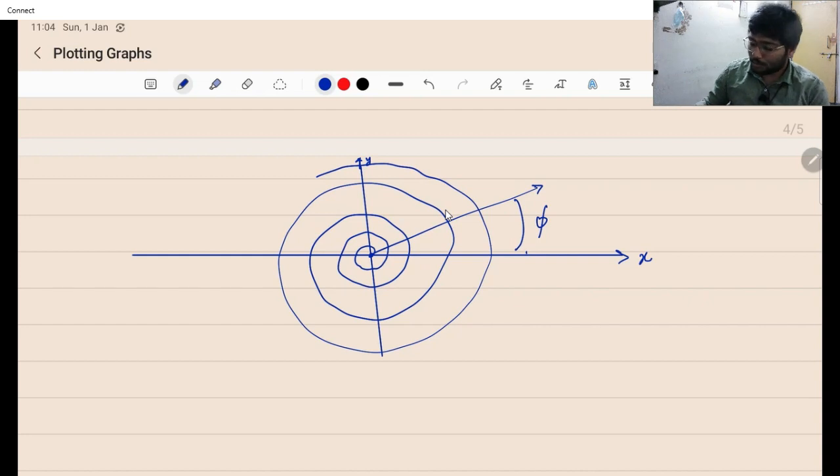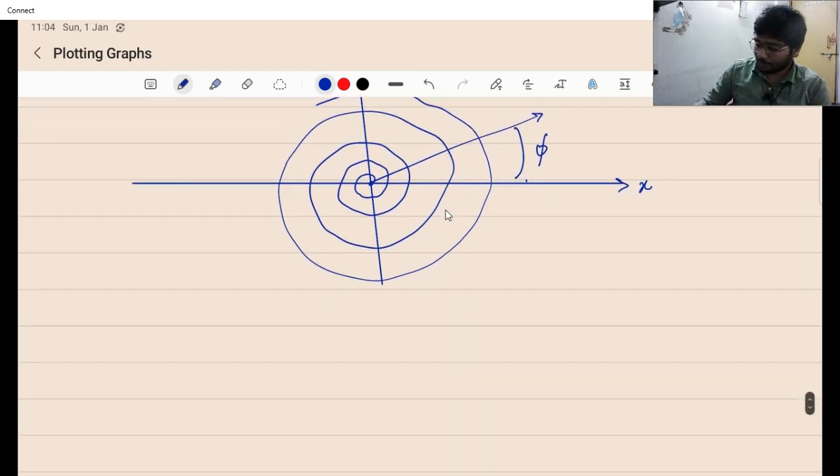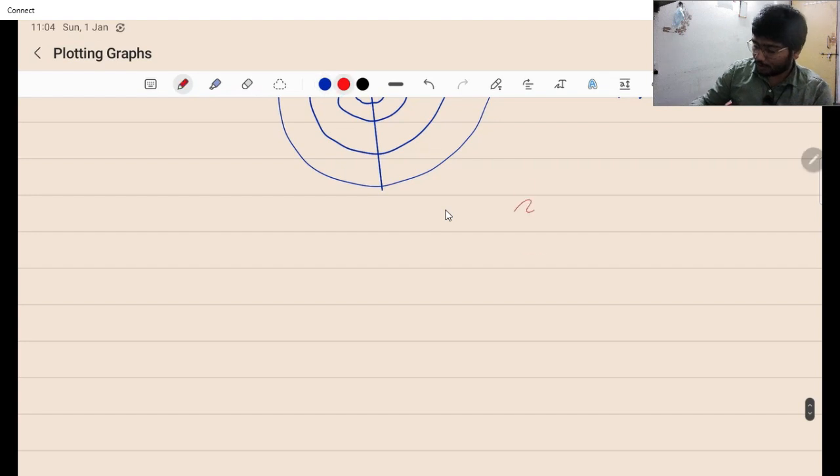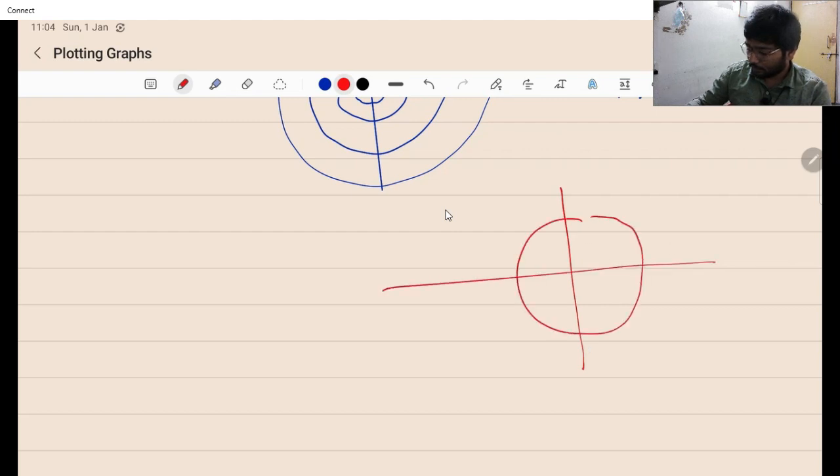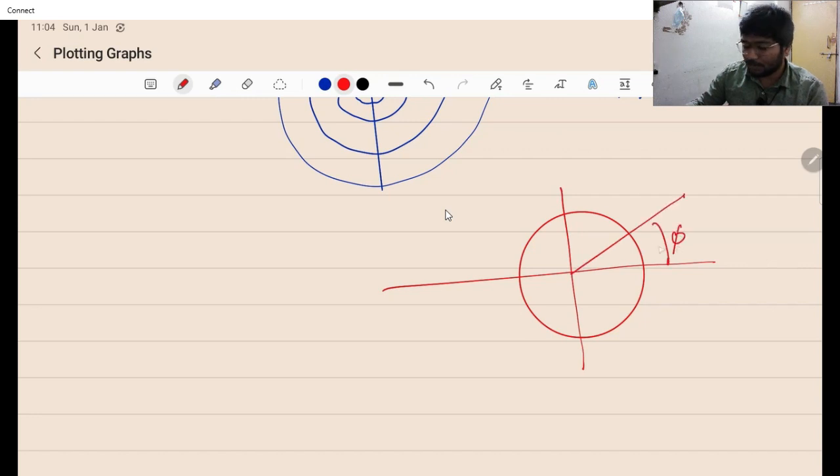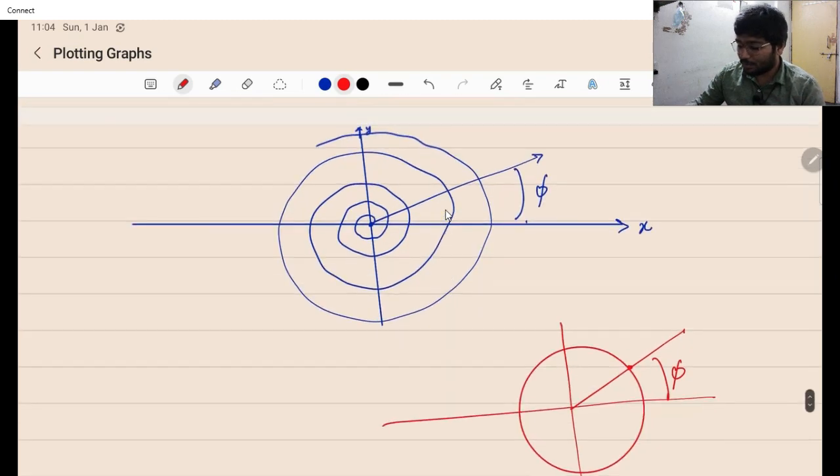If you keep on increasing this phi, you are not going to return to the same point, unlike the circle. So what happens in the case of a circle? Suppose you draw a circle. The circle looks like this. If you keep on increasing phi, after an interval of 2 pi, you will come to the same point where you started. But in the case of a spiral, this is not the case. If you keep on increasing the angle phi, you are not going to return to the same point.